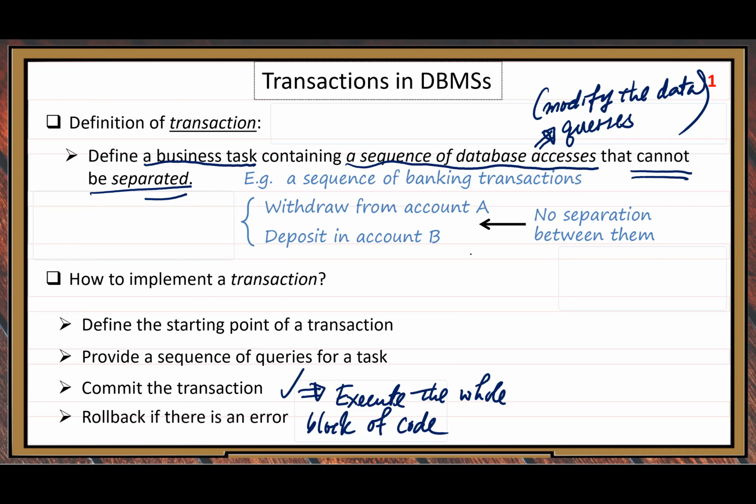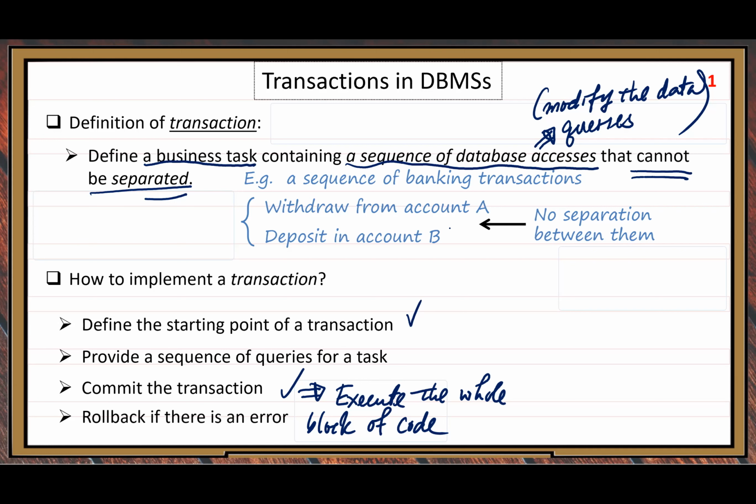So in order to make sure you never execute that block of code partially, this concept is defined, and it must be implemented and supported by programming languages. So here, let's consider the implementation part. Here I list these 4 steps. The first step, you need to define the starting point of a transaction.